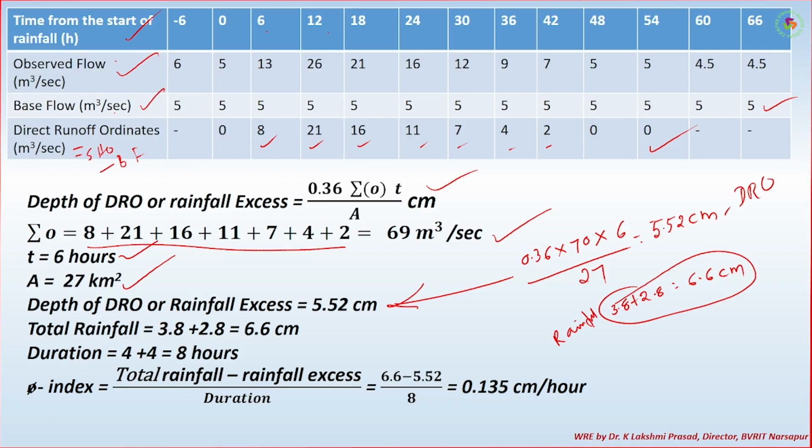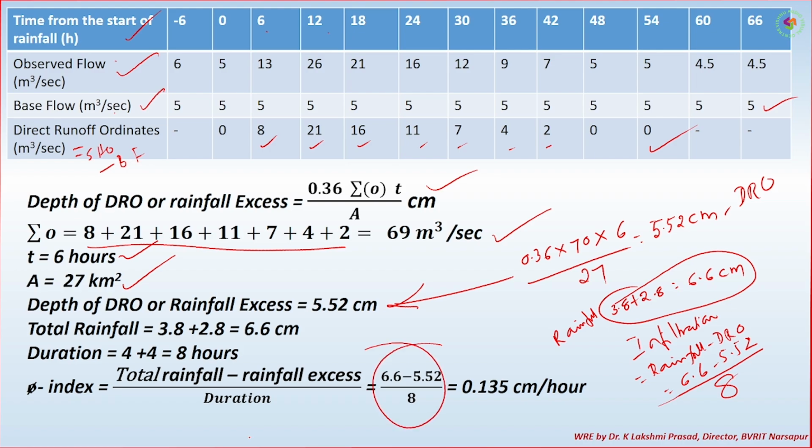So rainfall minus direct runoff, that is nothing but the infiltration. So infiltration is equal to rainfall minus direct runoff. So 6.6 minus 5.52, and this is in how many hours actually? 8 hours. So the infiltration rate, the phi index, is nothing but the rate of infiltration. Rate of infiltration means per hour how much? So divide by 8. That is what we have done. So this is the infiltration rate, and that is what we call the phi index. So this is what you should understand.